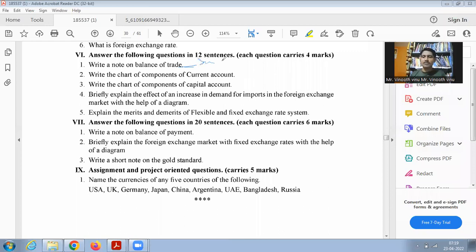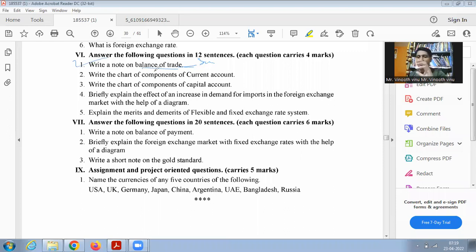Surplus balance of trade means very good: export value is more than import value. Deficit balance of trade is when the value of import is more than export. Balanced balance of trade is when the value of export and import are equal. These are the three types of balance of trade.